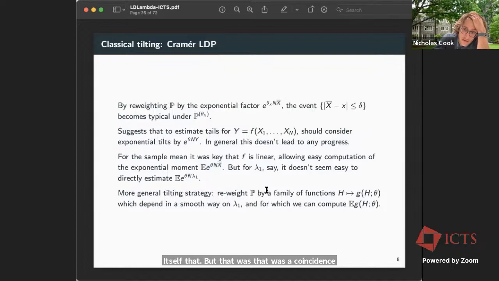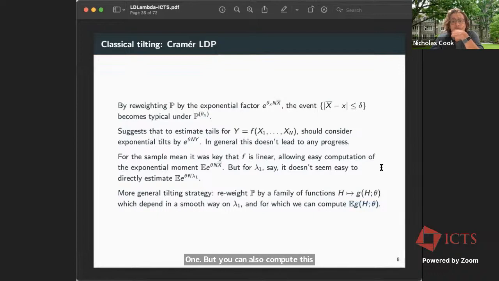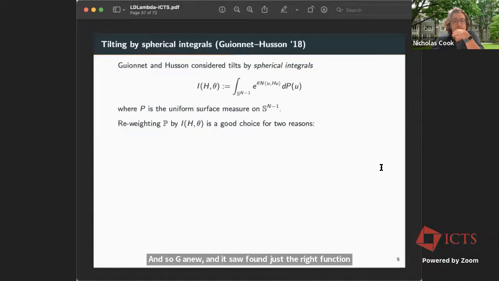In general, you can consider reweighting by some other function of the matrix, some other family of functions, which depend in a nice way on the top eigenvalue. So you can use them to learn about deviations of lambda one, but you can also compute this. And so Guionnet and Husson found just the right function for this task. These are what are known as spherical integrals.